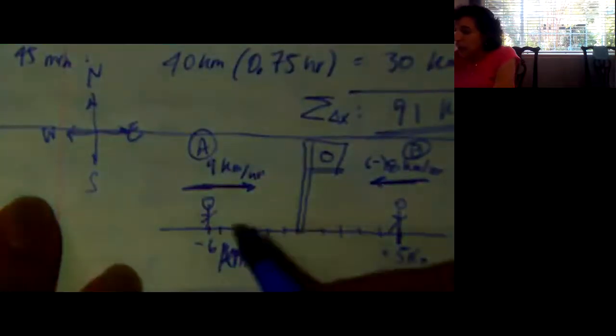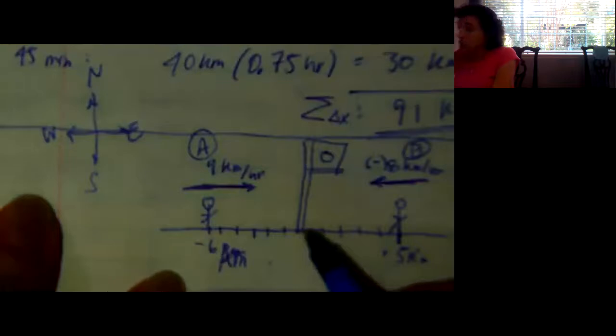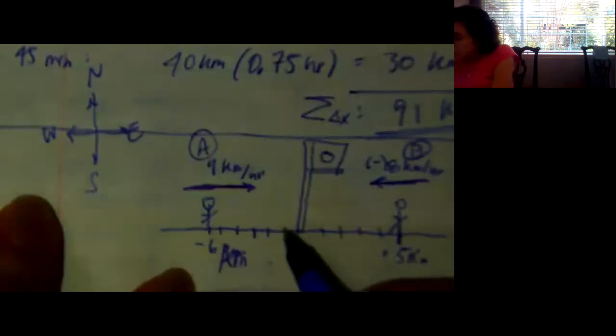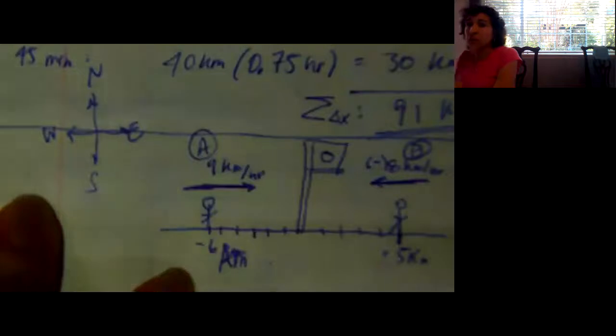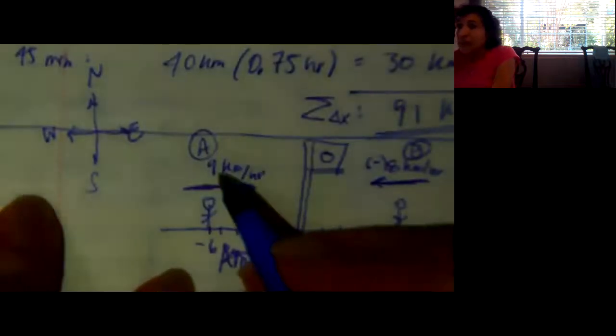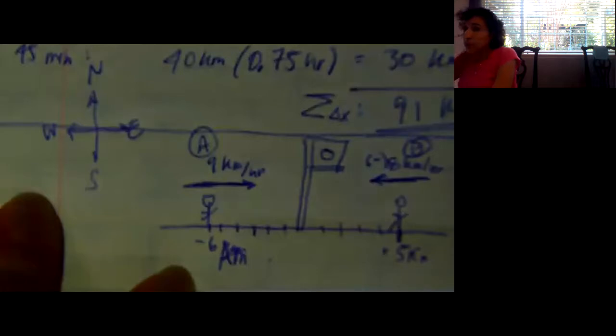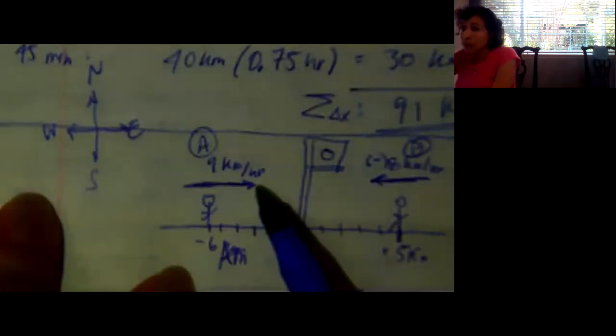So I knew that this guy is to the left of the flagpole because I decided north is up. And he's exactly 6 kilometers to the left or west of the flagpole. So I put 6 kilometers. There's my little tickies, 1, 2, 3, 4, 5, 6. There's my little guy. And he's going 9 kilometers per hour to the right. So remember, it's a vector, and so I show it as an arrow to the right. That's where he's going, to the right.